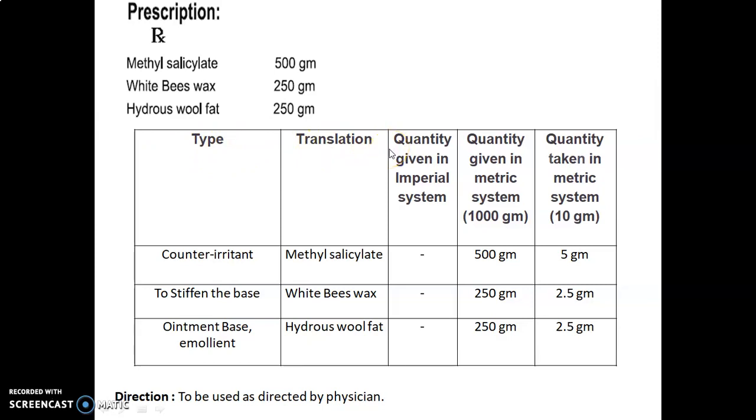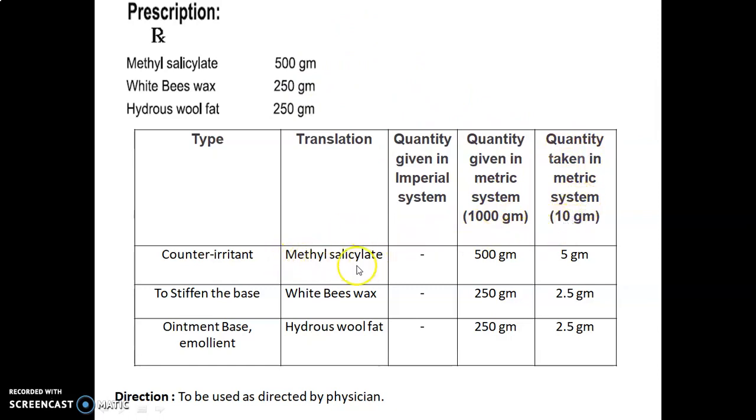Quantity given in the imperial system is not written here, as the quantities are not given in Latin terminology, but directly in the metric system. So we have the quantity given in the metric system to prepare up to 1000 gram, and the quantity taken in the metric system to prepare up to 10 grams.